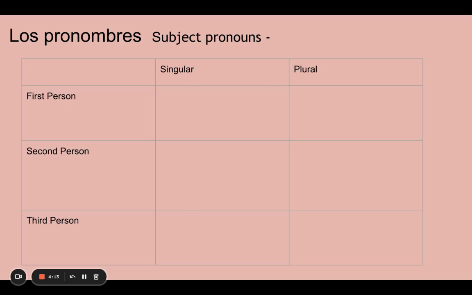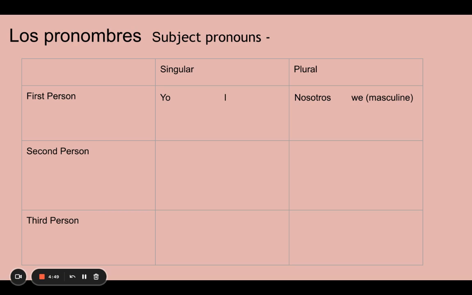So anytime I do a setup when things are singular or plural, I always set it up with 2 columns. The first column is singular, the second column is plural. We have a first person, second person, and third person. So our first person singular, I in English. It's yo in Spanish. Our plural version of that is nosotros, or the we form.